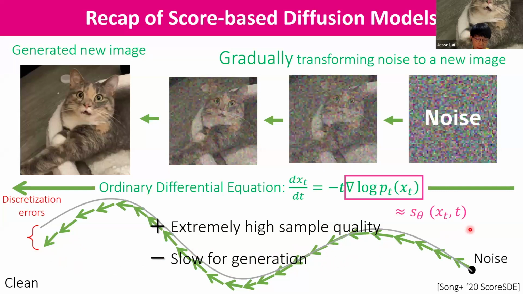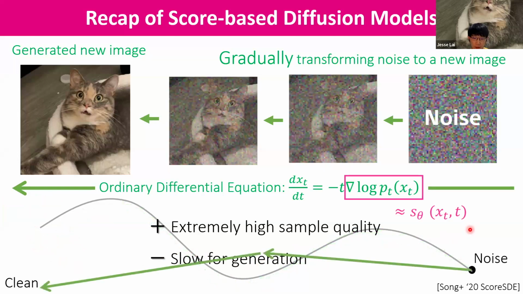And you may naively think, okay, why not just do, say, two long jumps? And naively, we may get some generation. However, when you use a large jump, then you will get much larger discretization errors. And this will make your sample much worse. So there is a natural trade-off between the sampling speed and the sample quality.